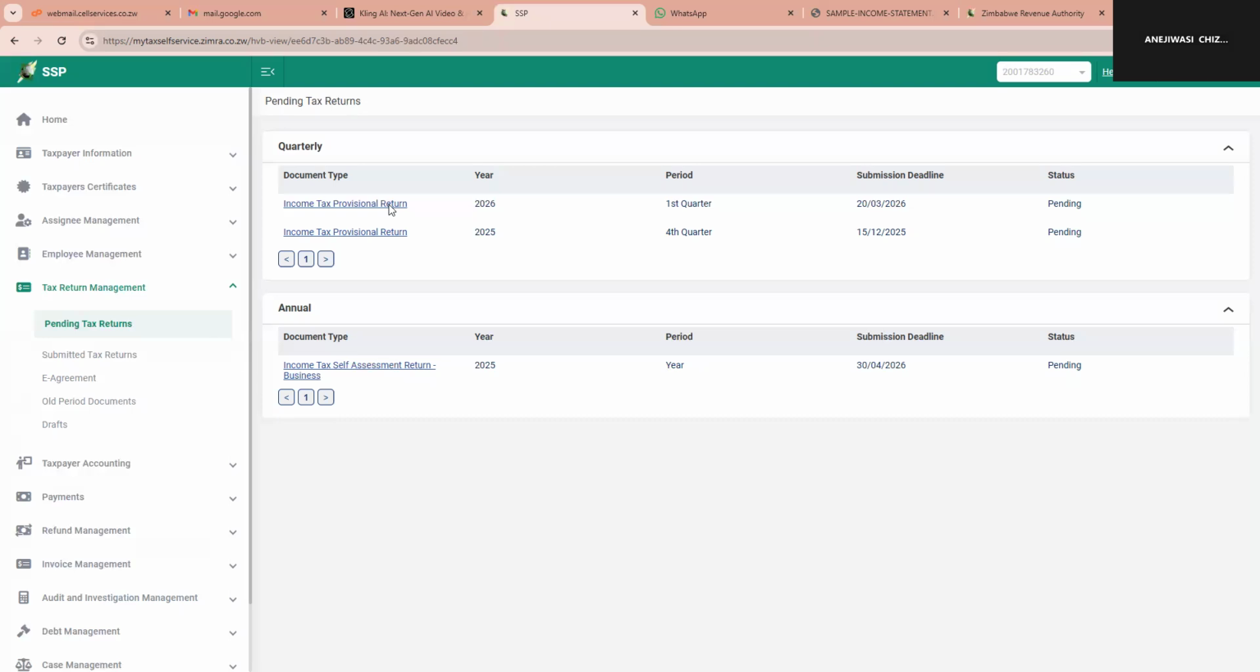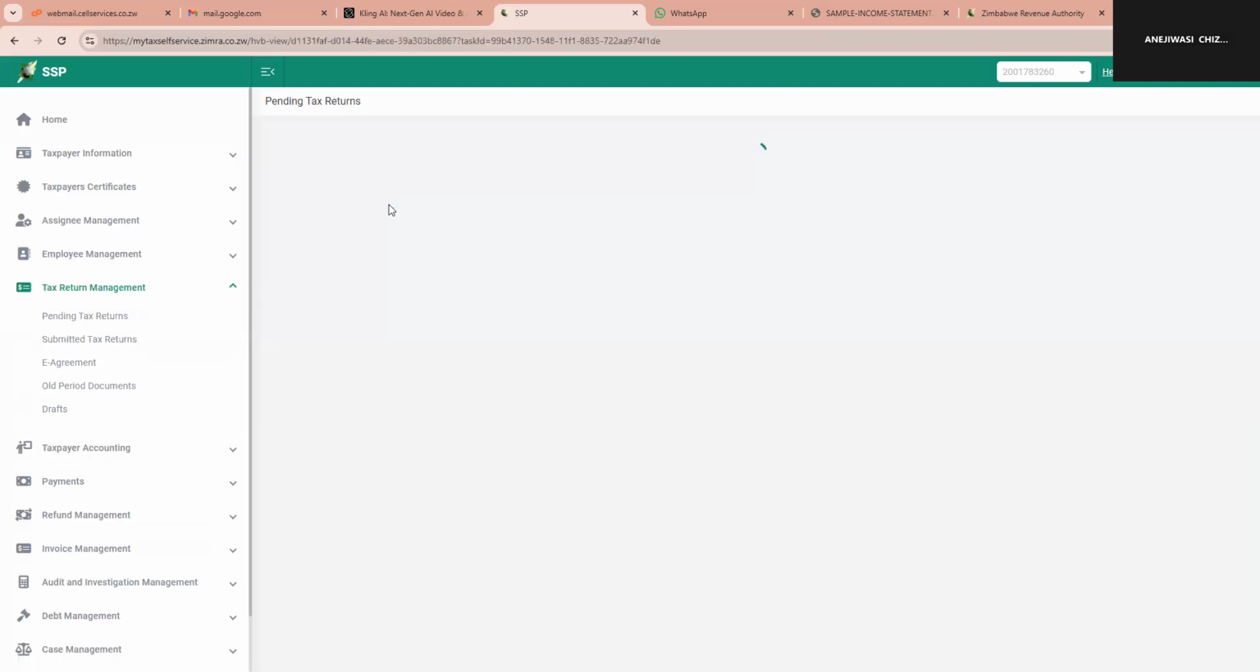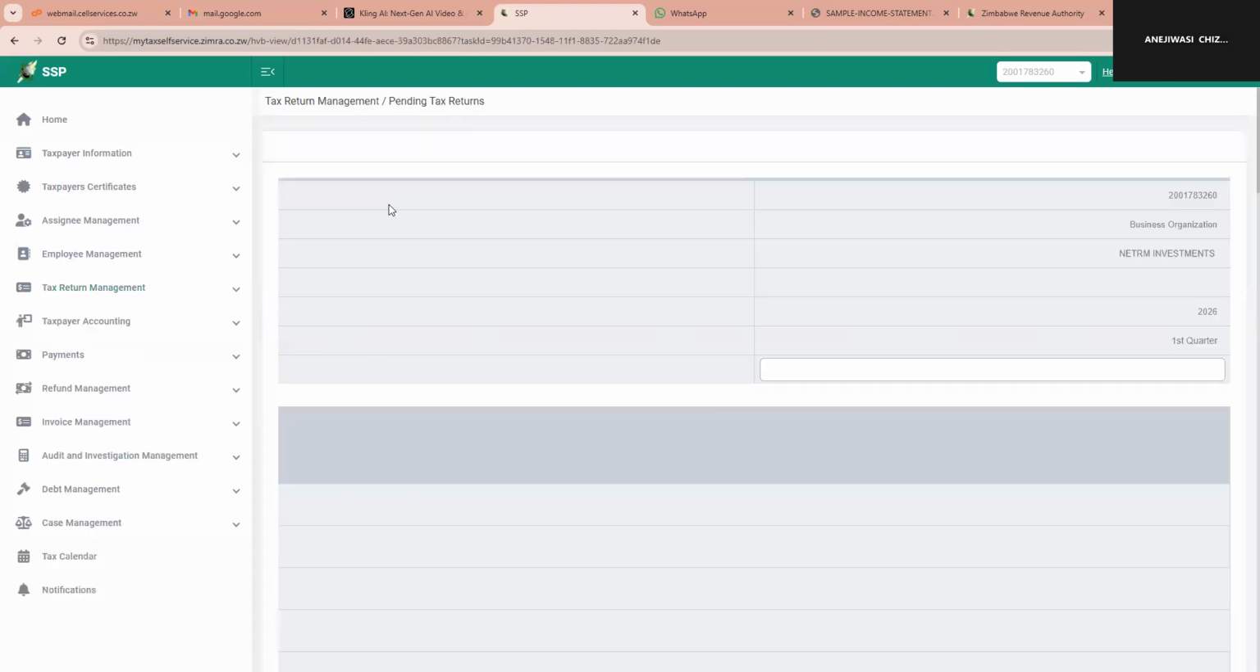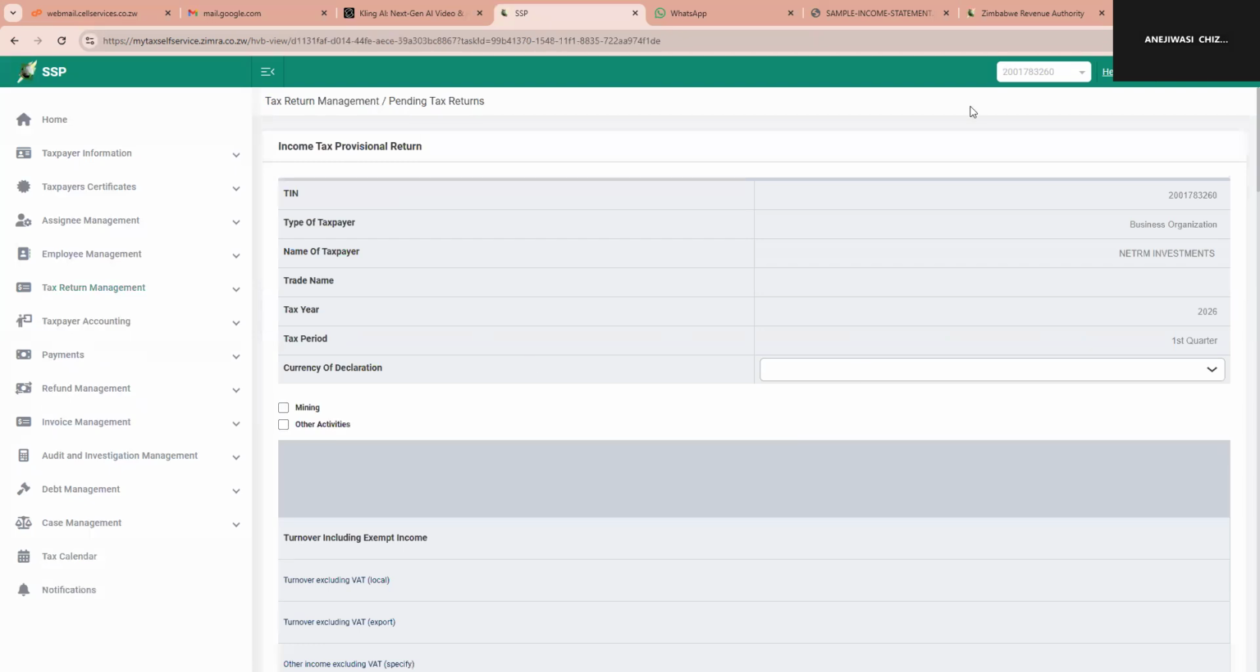So when you come here, you have already done your computations. The 11,000 that we got, it means you are going to distribute it that way. So you come here, you click your income tax provisional return, then you are now inputting the figures. So when you load this up, let me just drag this down. You could find what it does now.